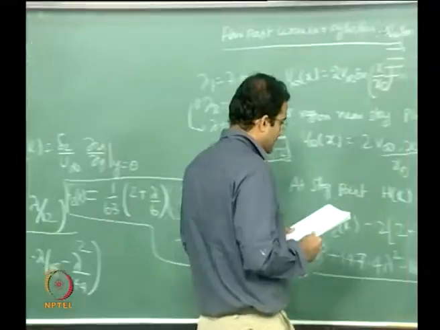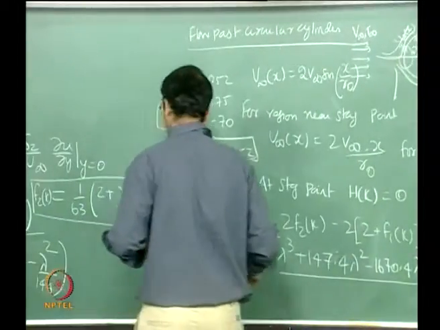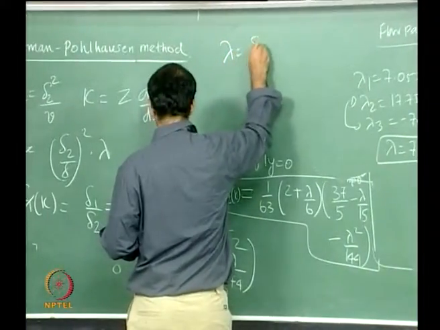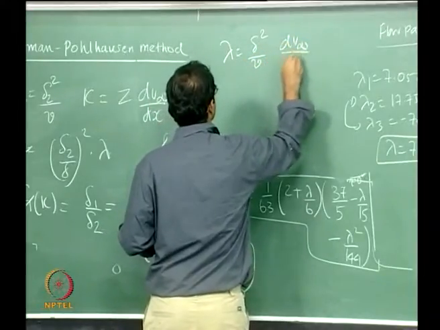Now how do we do that? How do we calculate the value of delta? So we already have an expression for lambda, which is nothing but delta square by nu into du infinity by dx.